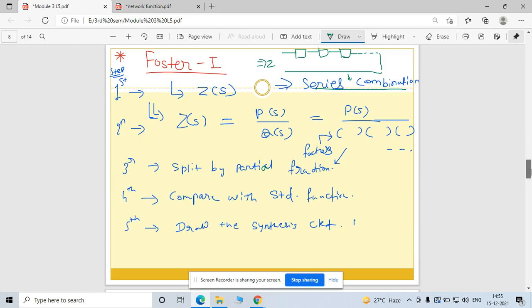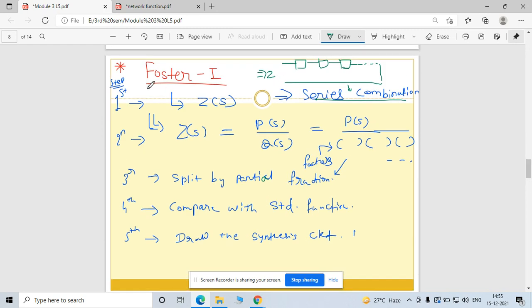So first of all, see Foster circuit. What do you mean by Foster circuit? Foster circuit is nothing but the series combination of various impedances, and those impedances are nothing but different combinations of your elements. Okay, Foster circuit is generally represented for the impedance, and this is nothing but your series combination of impedance. So there is a certain condition by which you can proceed.